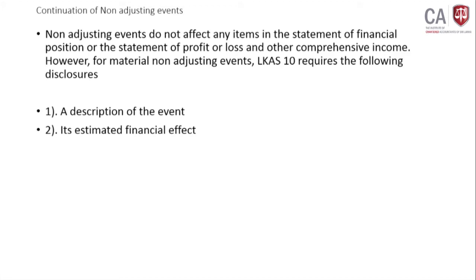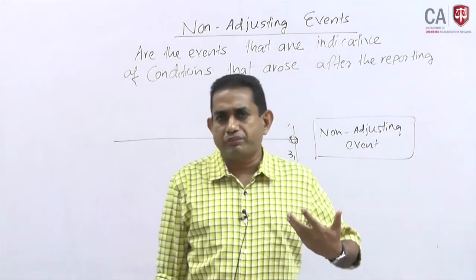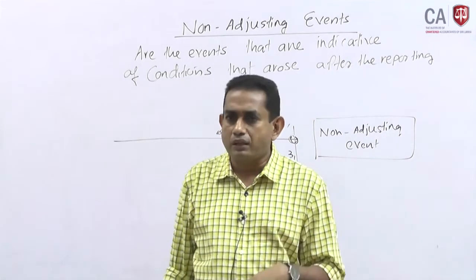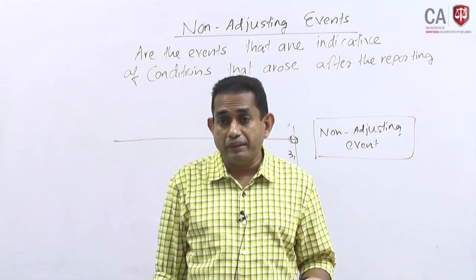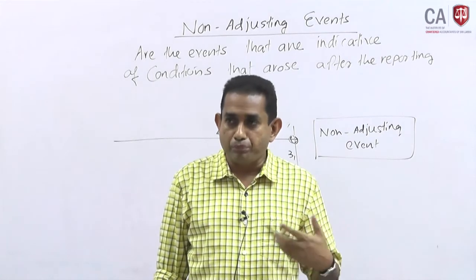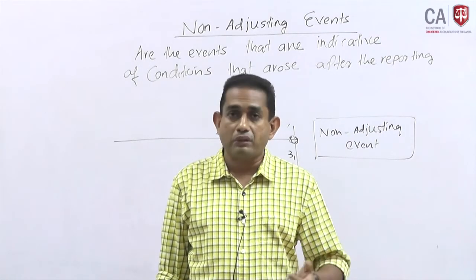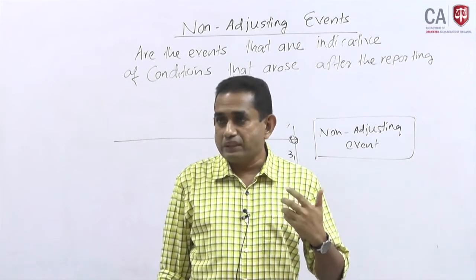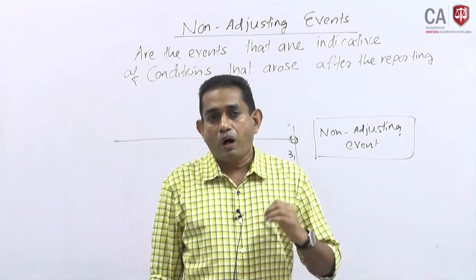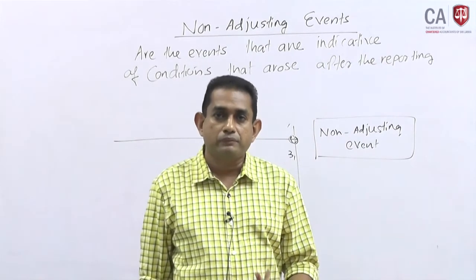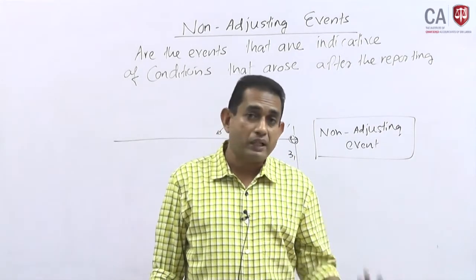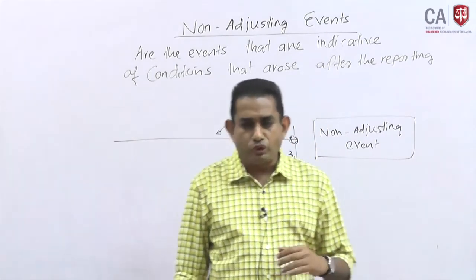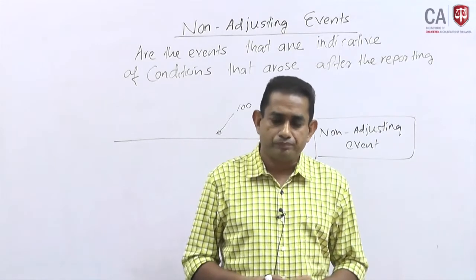What are these two? A description of the event has to be disclosed. You need to explain the nature of the event, whether it was a destruction of assets as a result of a fire, or whether it was major share issues after the reporting period, or whether it was a restructuring program that was communicated to the parties concerned after the reporting period, or whether it was a business combination after the reporting period, or whether it was a customer going bankrupt after the reporting period. I mean, the customer who was not existing on the reporting date would have become bankrupt after the reporting period, and that has to be disclosed. So, the nature of the event has to be disclosed.